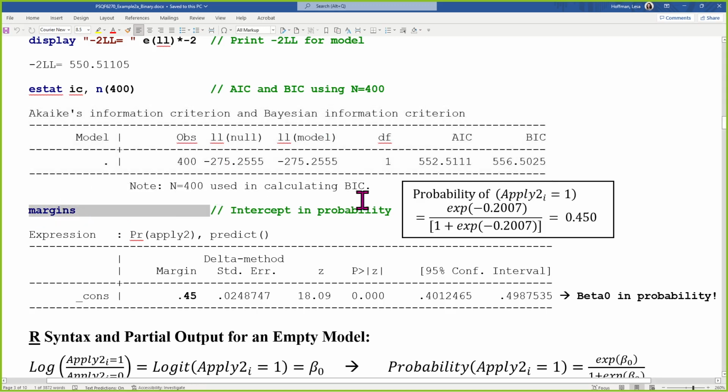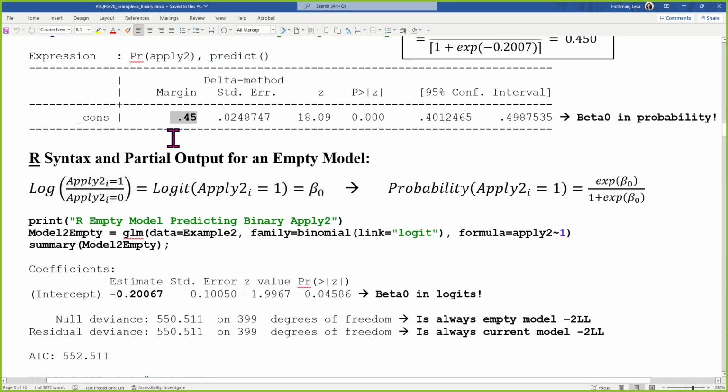Here's the magical translation to get from logits back into probabilities. In Stata, the command is just margins. So margins is used to compute predicted outcomes. In these models, it's guessing I'm going to want probability with this. So if I take e to the intercept in logits, which is the -0.2, over 1 plus e to the intercept in logits, that gets me to 0.45, which is exactly the number that's given down here in my output. 0.45 is a number we've already seen. That was the proportion of cases that have a 1.